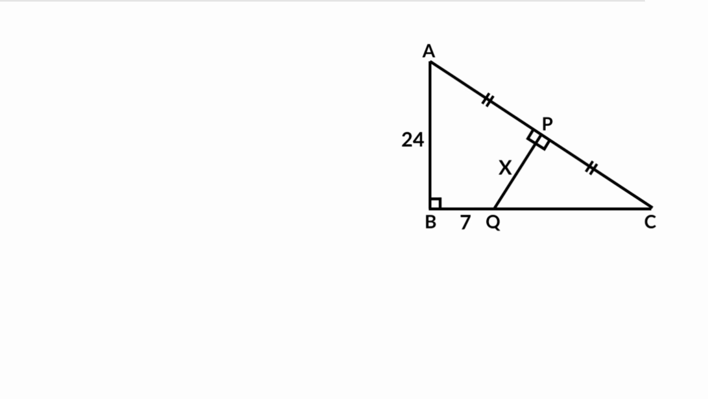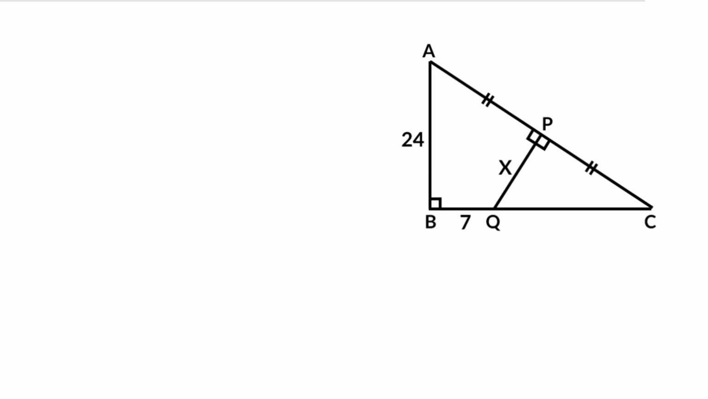We have a large right triangle and one surprisingly clever clue. Can you use it to find the exact length of a hidden perpendicular? Let's see. We have right triangle ABC. The right angle is at point B.